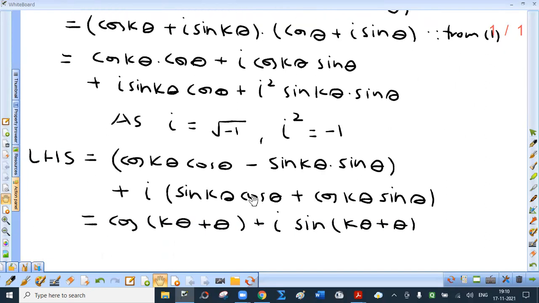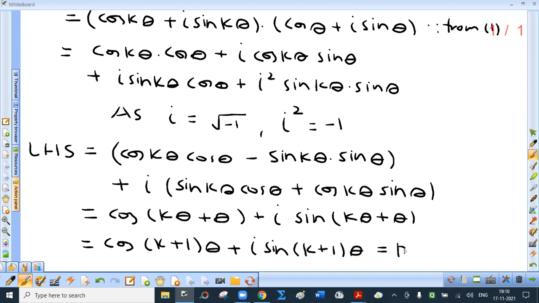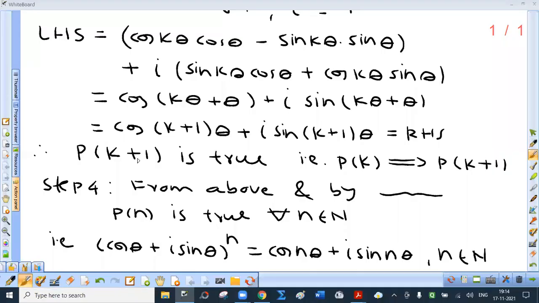Now you should know trigonometry. This is expansion of cos of (k theta plus theta), and this is expansion of sin of (k theta plus theta). So this is cos of (k plus 1) into theta plus i sin of (k plus 1) into theta, which is nothing but right hand side. So P of k plus 1 is true. You may say that is, P of k implies P of k plus 1.